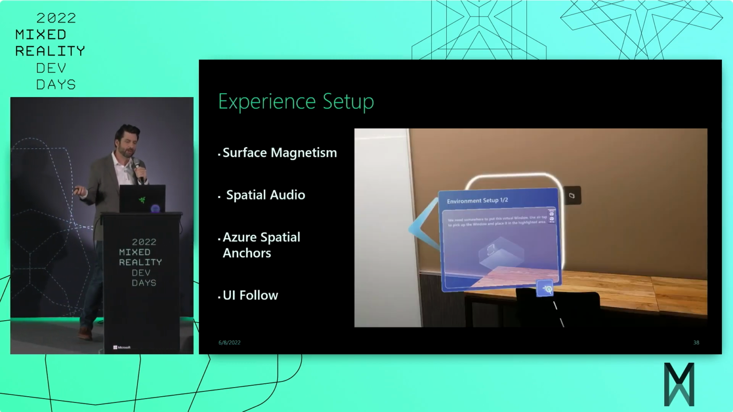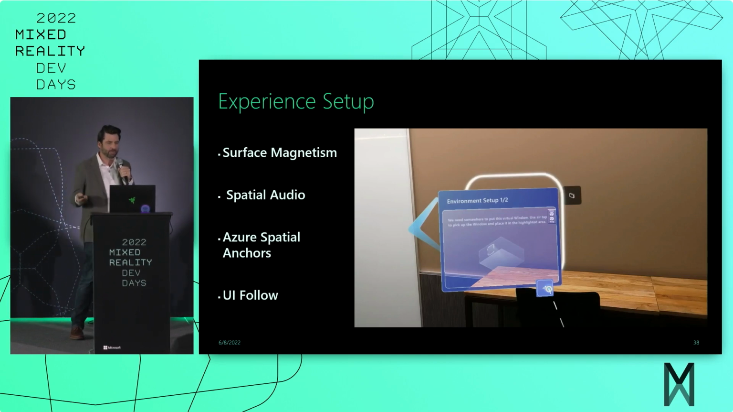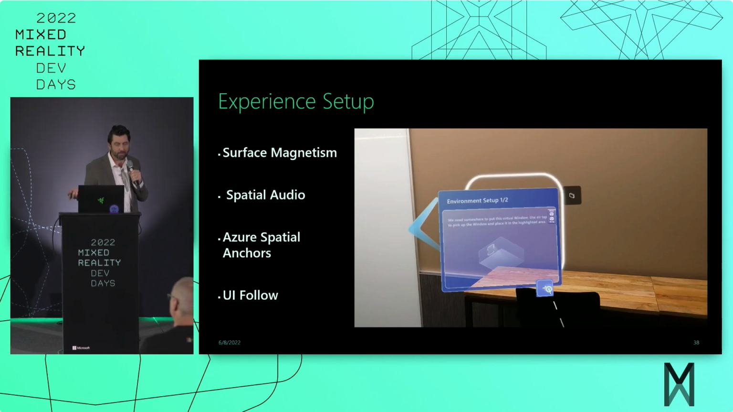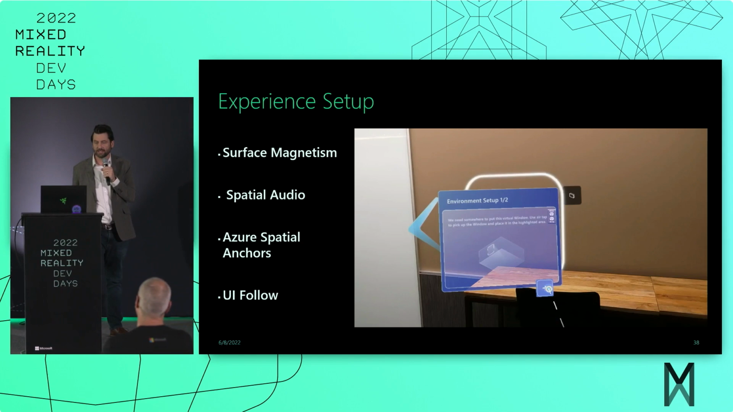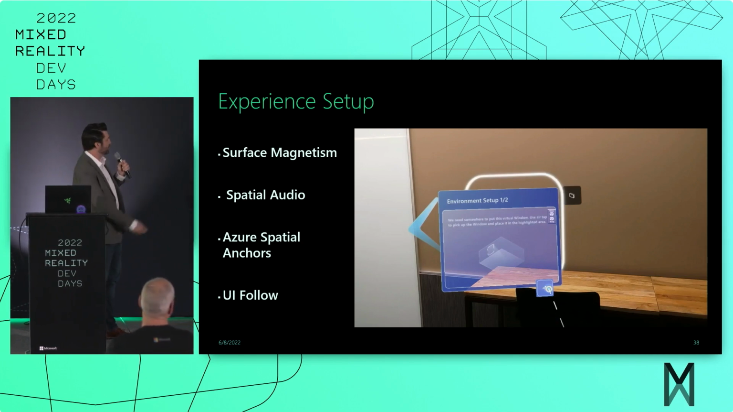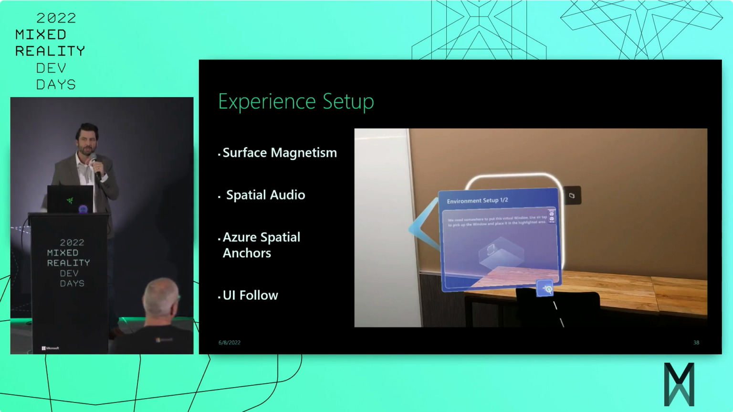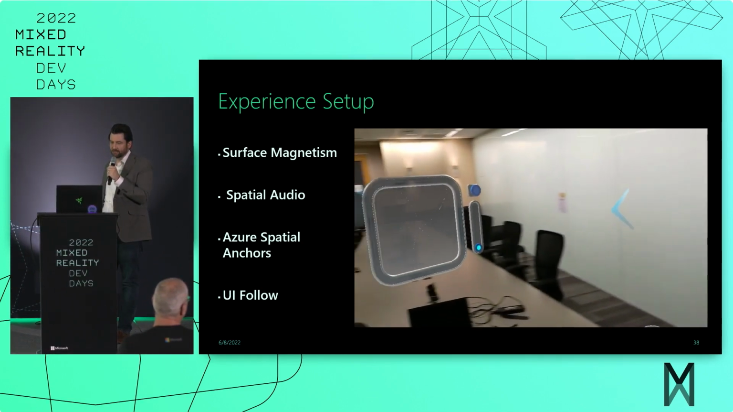So now that we've got our environment set up, we need to set up our experience. In here, we're going to showcase surface magnetism and spatial audio. There's an opportunity, if you want to use Azure Spatial Anchors, to save your state to the cloud. And then also, you all know about UI follow, the little thing on the top right, probably. We surface a tooltip for that there as well. We don't show it everywhere it shows up because that would get annoying, but this is a good place to surface that information.